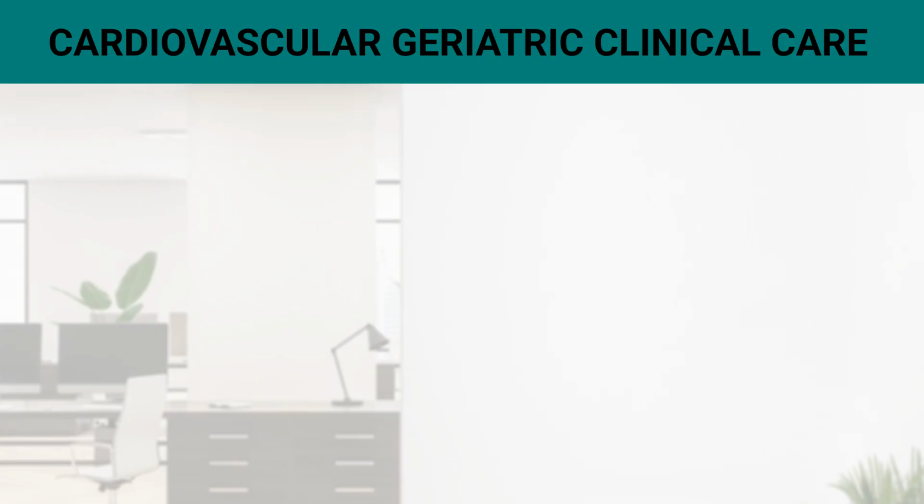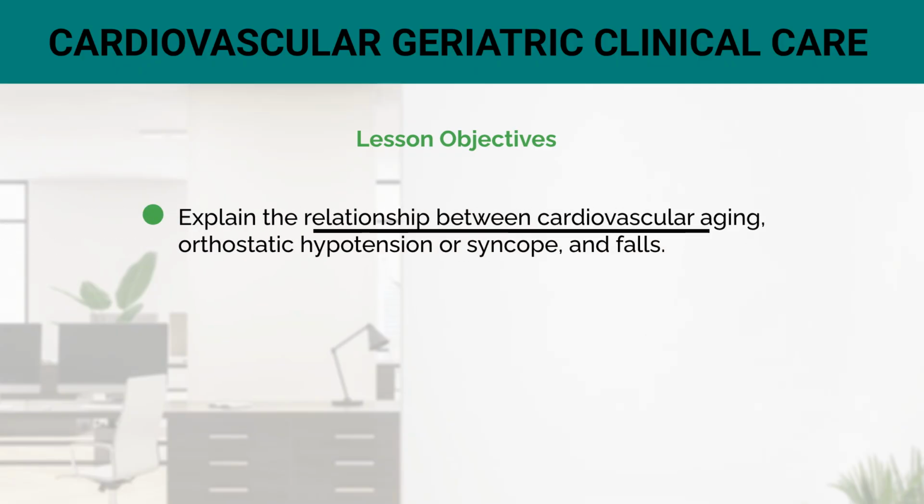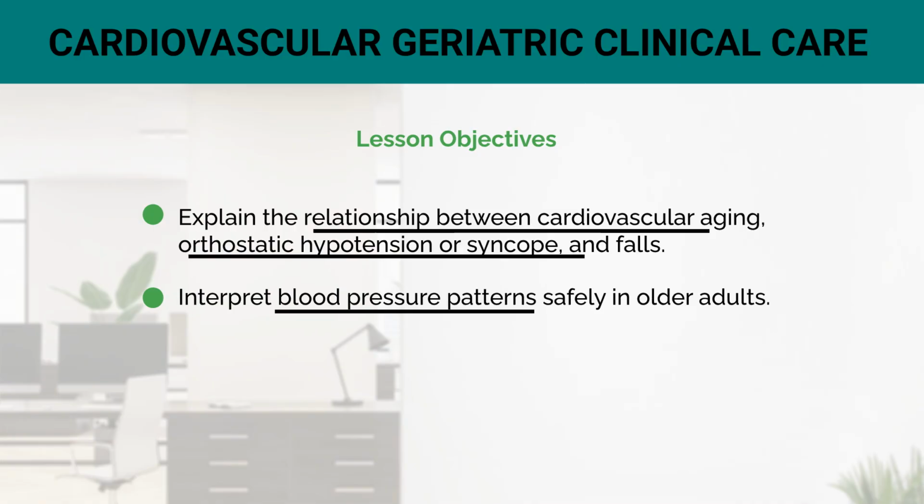By the end of this session, the learner will be able to: 1. Explain the relationship between cardiovascular aging, orthostatic hypotension or syncope, and falls. 2. Interpret blood pressure patterns safely in older adults.